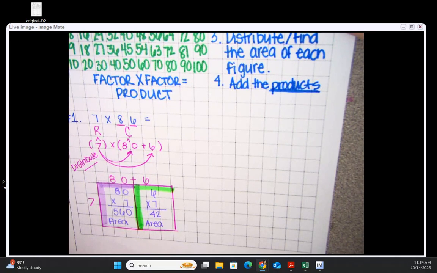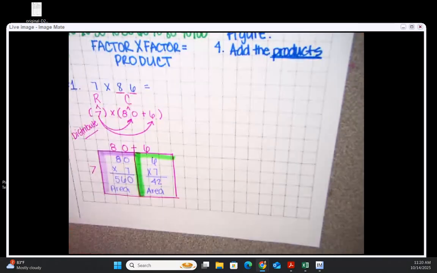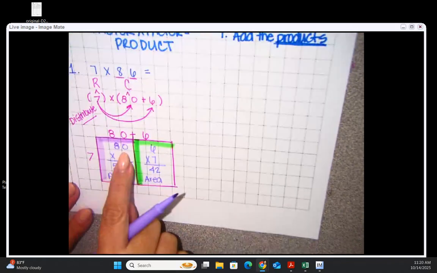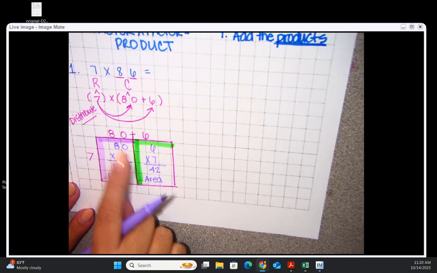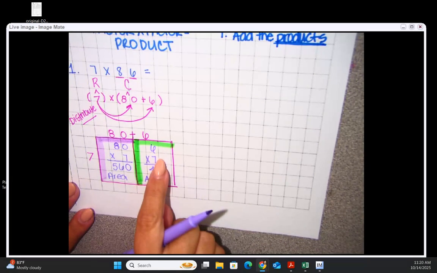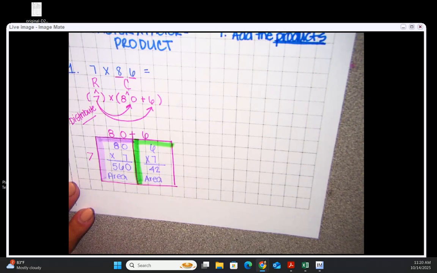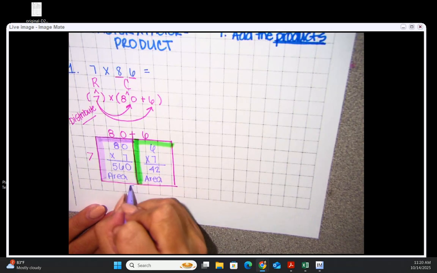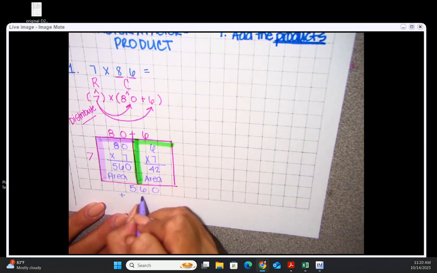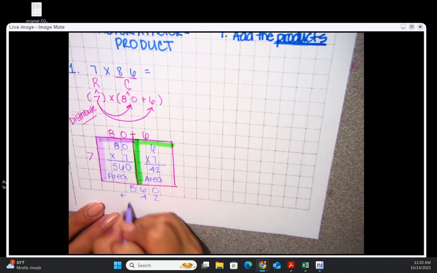The last step says that I'm going to do what? Add the products. I'm going to add the products. Remember, factor times factor equals product. So here I multiplied factor times factor equals product. Factor times factor equals product. So I'm going to add 560 plus 42.